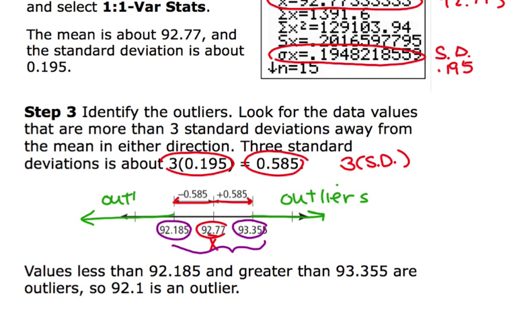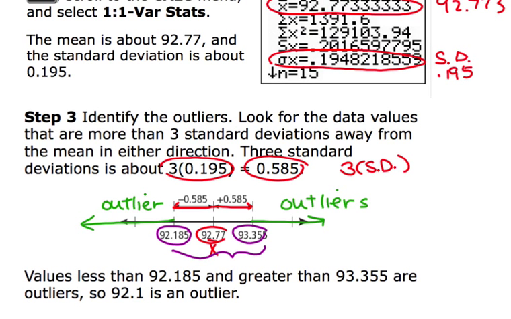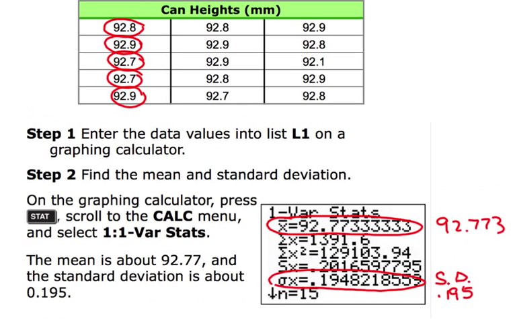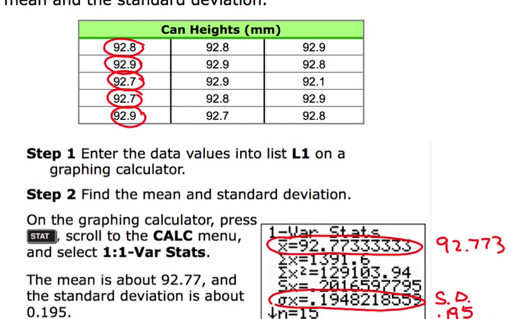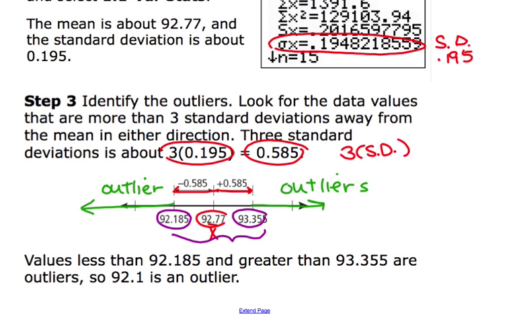Okay? So now let's go up and see if we find any. We want to look for any numbers less than 92.15 and greater than 93.355. So if we look up at the data, there is one of them that works. 92.1 is considered an outlier. It's too small. It does not fit within 3 standard deviations in both ways.